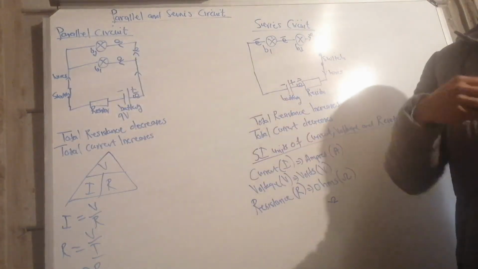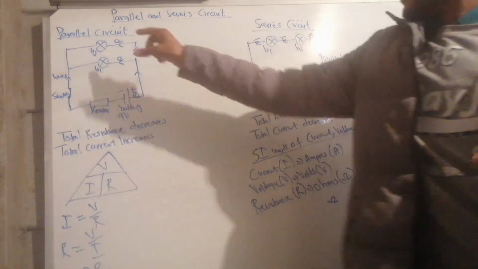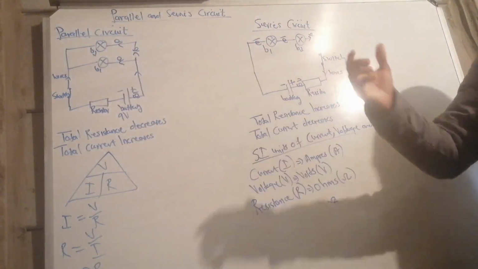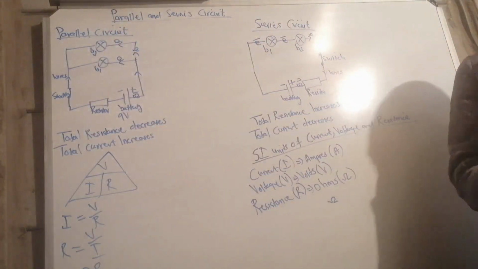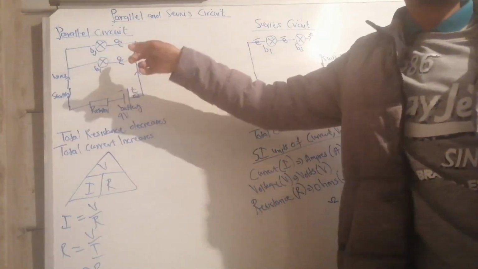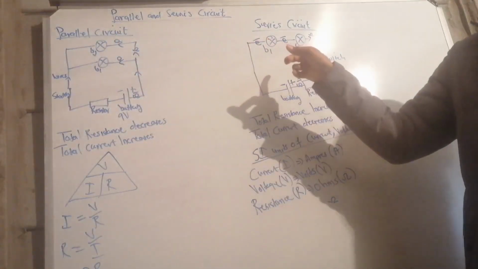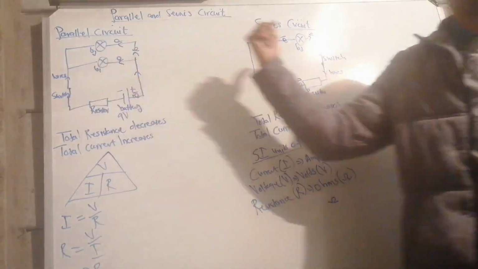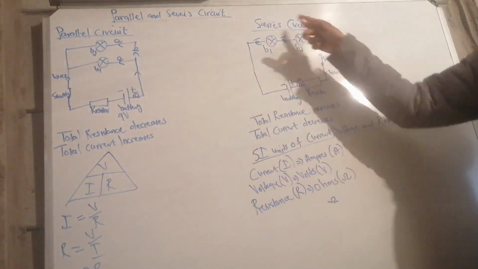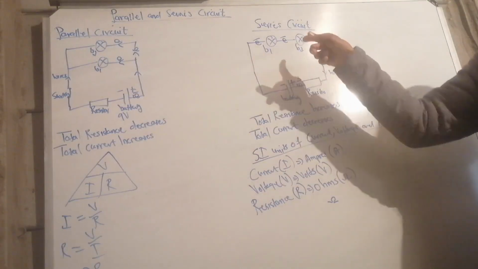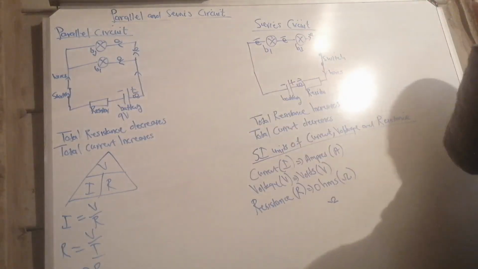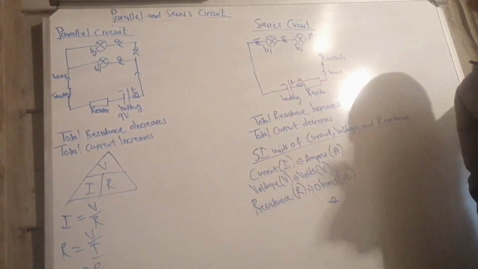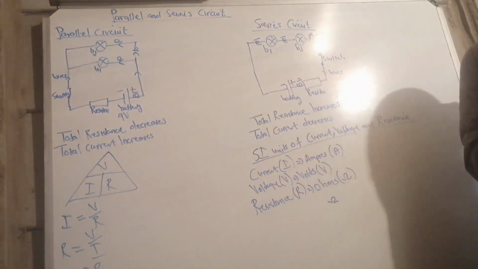So we can use the same bulbs connected in series and the same bulbs connected in parallel. They glow differently, and the parallel ones are brighter, simply because of the combination. When it's in series, the total resistance increases, so less current flows, and therefore the bulb is dim.